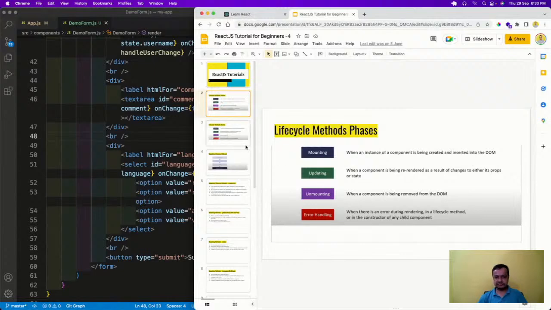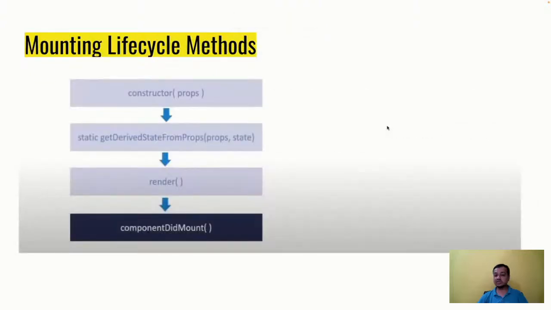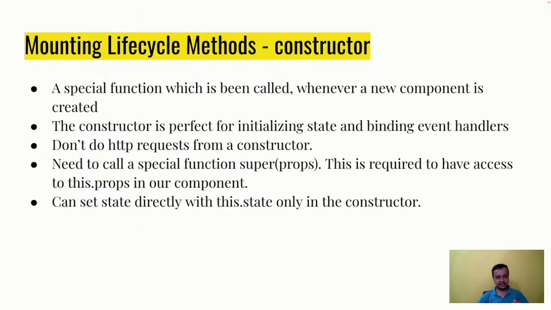Now let me share this. Now there are some methods. What is the mounting lifecycle? We're going to see it through an example. In the mounting lifecycle, this is the order in which the methods run: the constructor runs first, then static getDerivedStateFromProps, then render, and then componentDidMount. componentDidMount is a very important method here. Let us learn a bit about all of them.